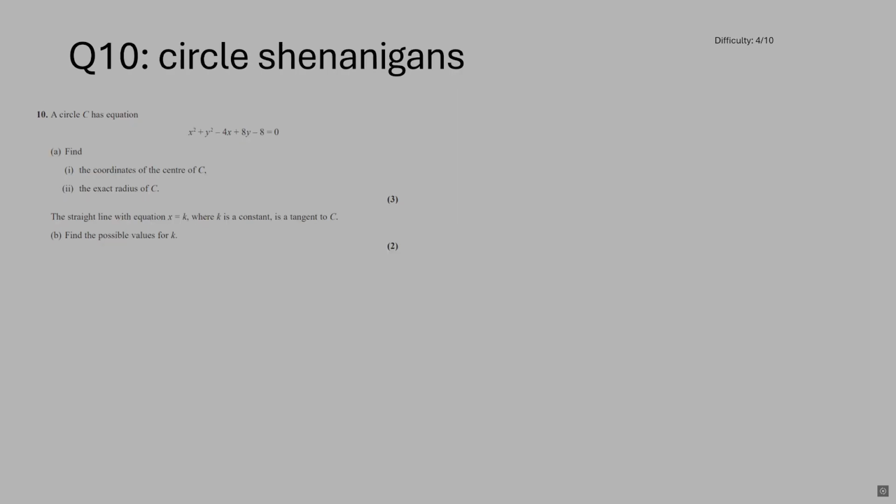Alright, we got some circles here. We have the circles, so we're finding the centre and the radius, and we're finding the points where x equals k. So firstly, let's just do this part. We're just completing the square on both of these. So we'll complete the square of the x's, complete the square of the y's, and then just put them together to get the equation. We just got the centre here.